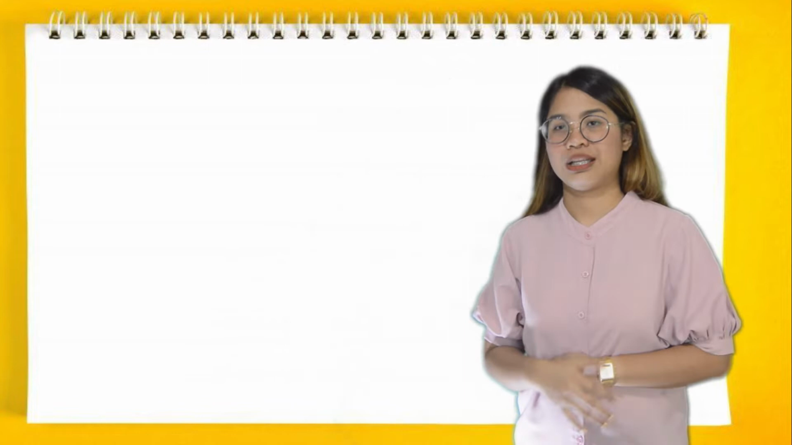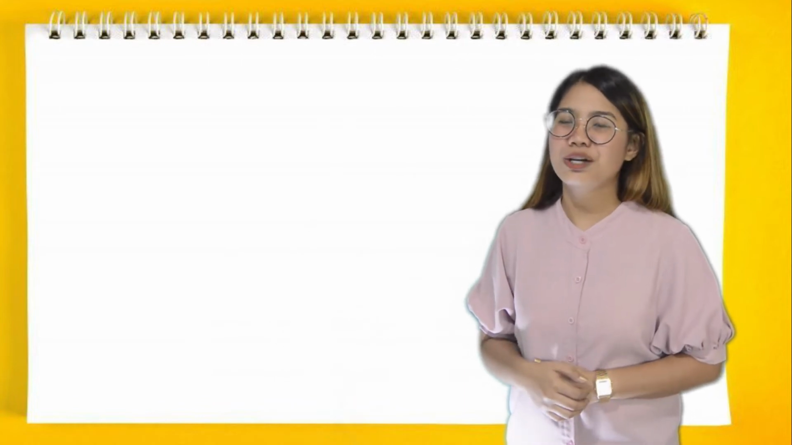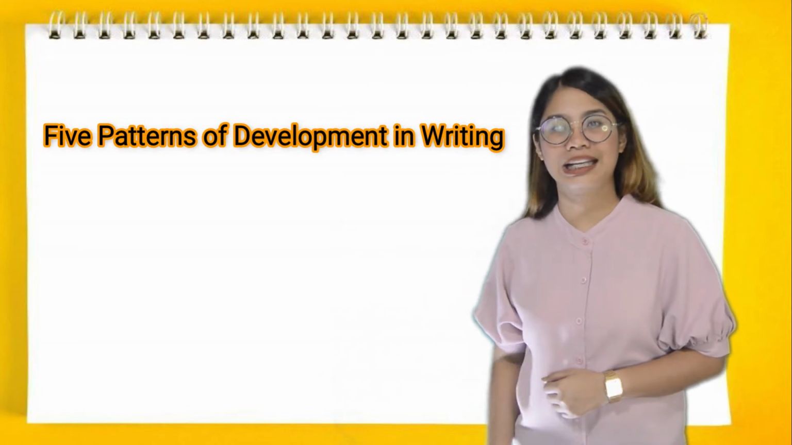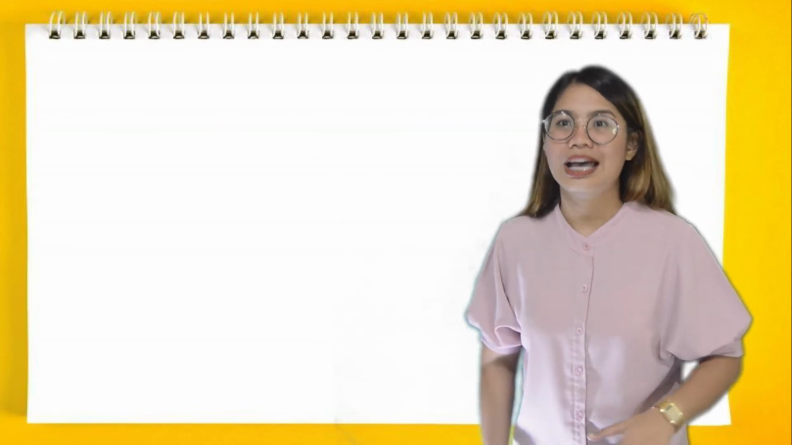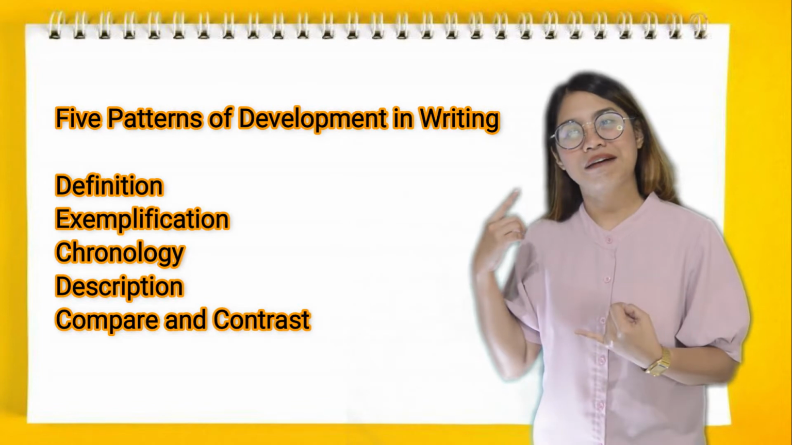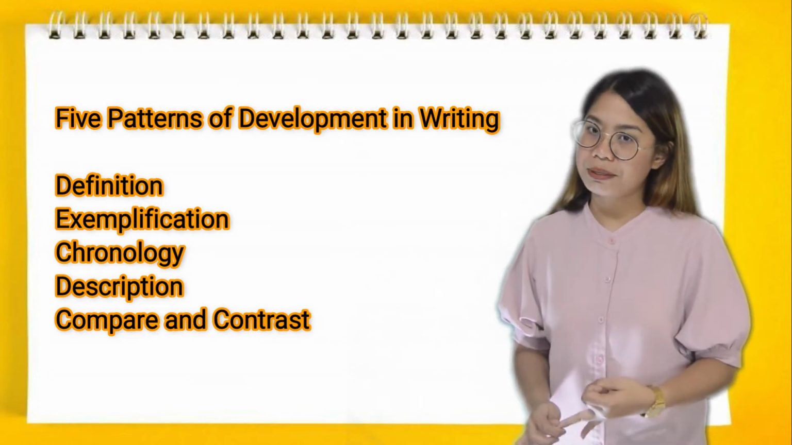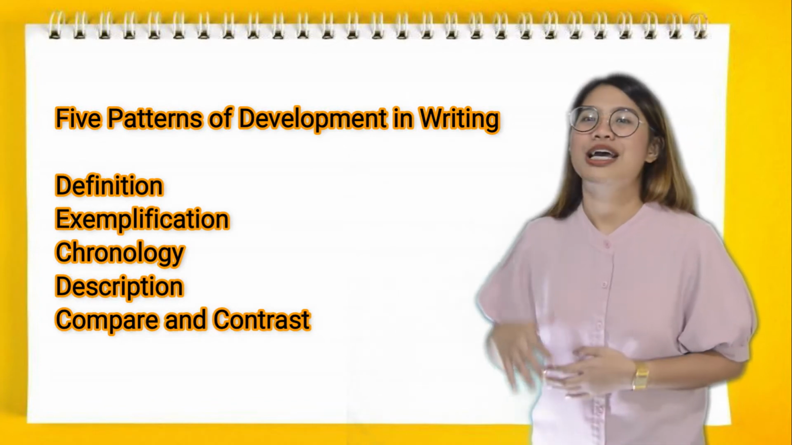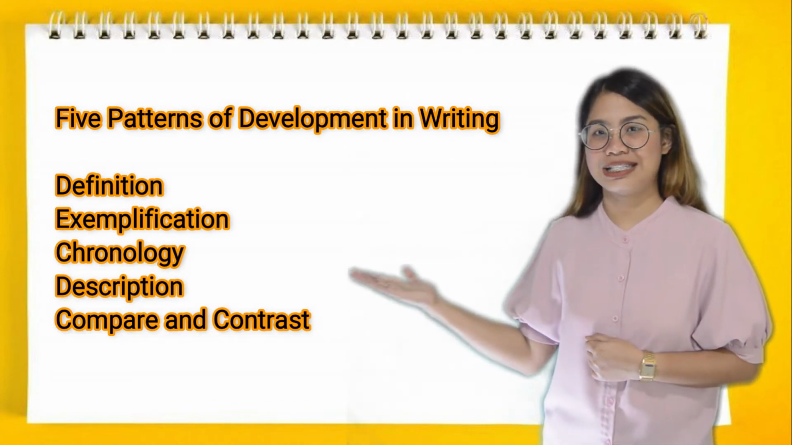Now, may I ask a volunteer to give a recap of our previous lesson, or a brief recall on what we have tackled last meeting? Yes, last meeting, we talked about the 5 patterns of development in writing. And what are they? Let's recap. We have the definition, exemplification, chronology, description, compare, and contrast.